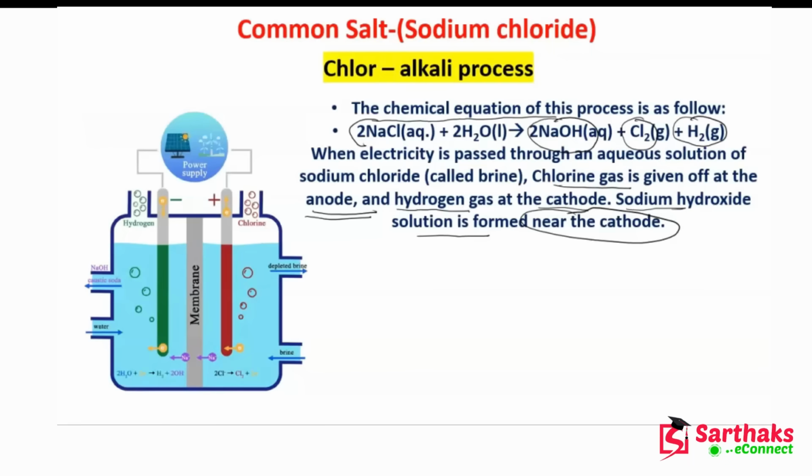Okay, so this is the balanced equation for the chlor-alkali process, and you can see three products are formed in this reaction. I hope these things are clear to you. Now let's move on to the next slide and talk about all these three products one by one.